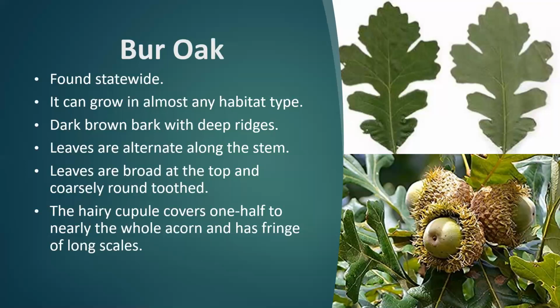Again, the leaves are going to be alternate along the stem, just like all the other oaks. The leaves are going to be broad at the top and coarsely round-toothed, and they tend to narrow as they come towards the twig. The whole leaf almost forms a diamond shape. What I was referring to about the acorn cap, some people call them cupules. I'm just going to go with acorn cap to keep it easy. But essentially, once you see that it covers the majority of that acorn, that's a pretty good indication that it's a Bur Oak.